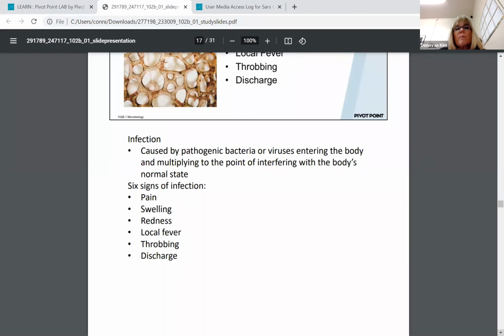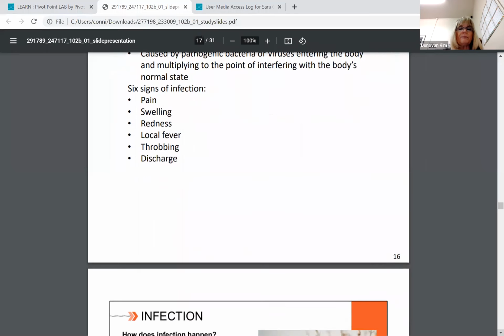And then discharge would be your pus. And those are your 6 signs. Definitely need to know that. If you have those, you have infection. If you have just a few of them, you could still have infection. It just hasn't got to that point yet where it's bad enough to have all 6.